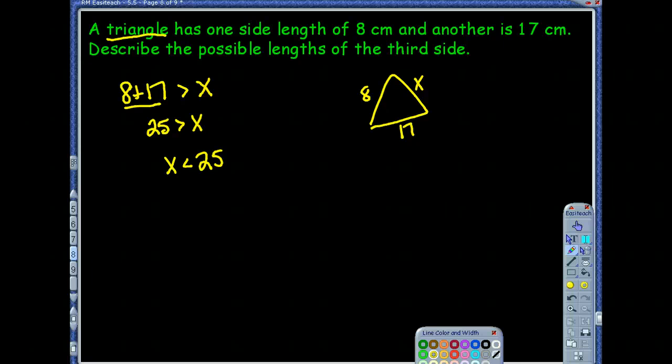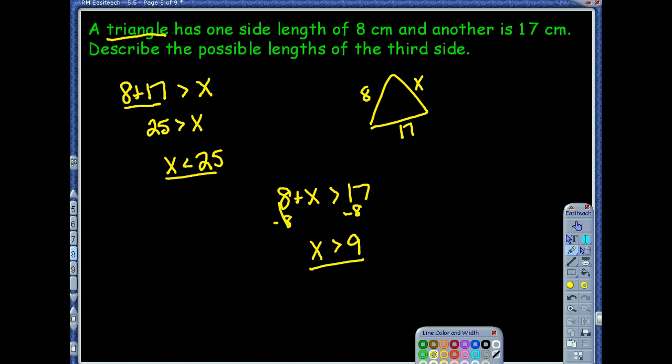So what if I add up the 8 and the X together, and that has to be greater than the 17, the third side. I go ahead and solve that, subtract the 8 on both sides, and I get X is greater than 9. Okay? So X has to be less than 25, and now we know X has to be greater than 9.